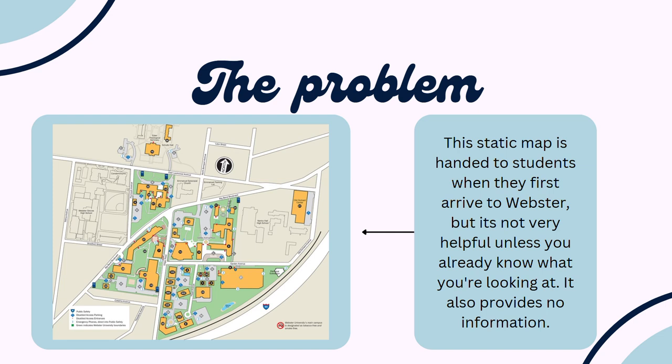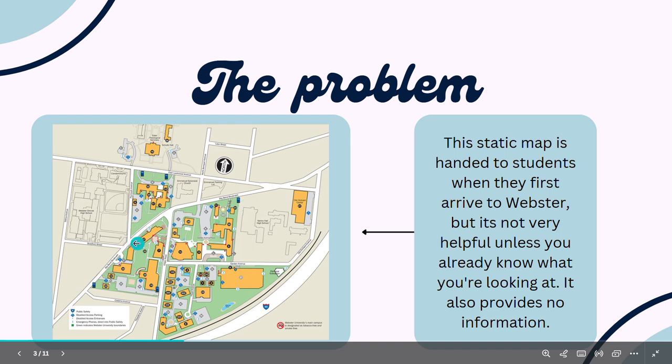Webster does offer this static map here, but it's inaccessible because getting a physical copy of it can be very difficult. And if you're a new student or an international student or someone who doesn't live on campus, navigating it can be difficult because you don't know the roads, you don't know which building you're near, so you don't know how to get to the next one.